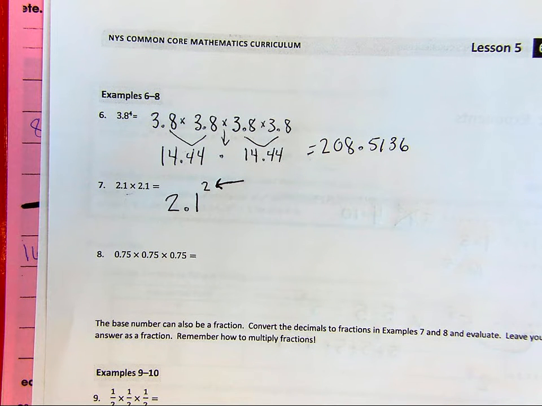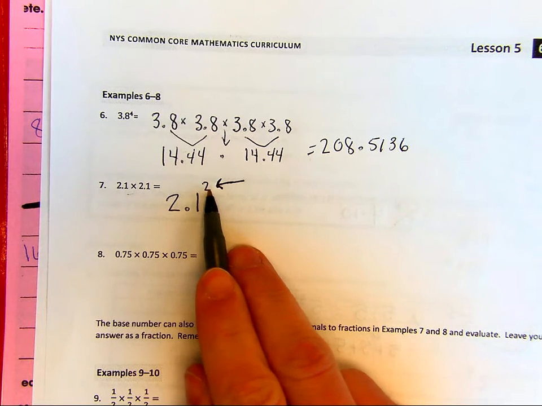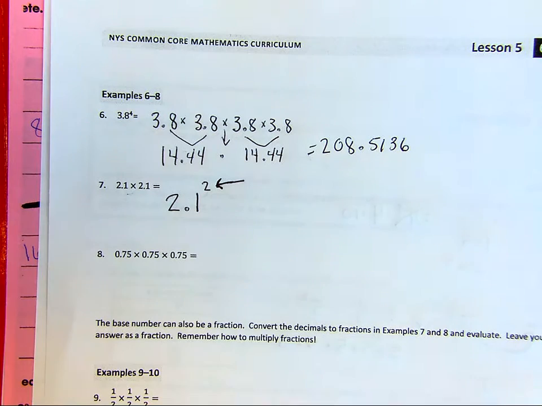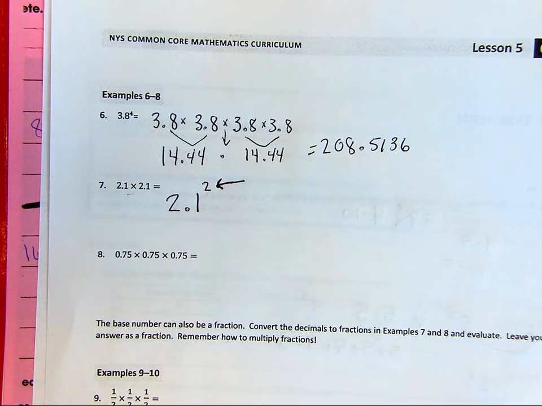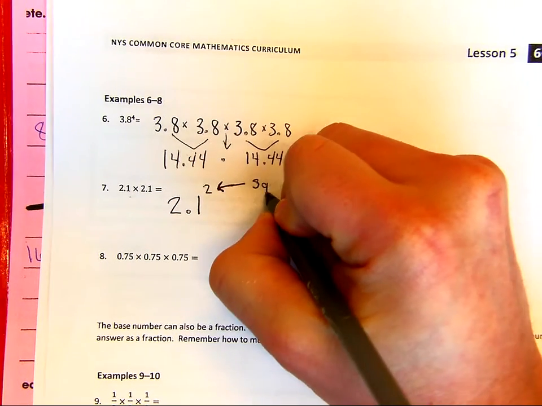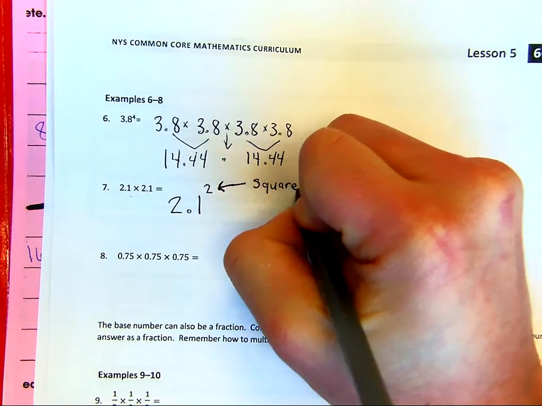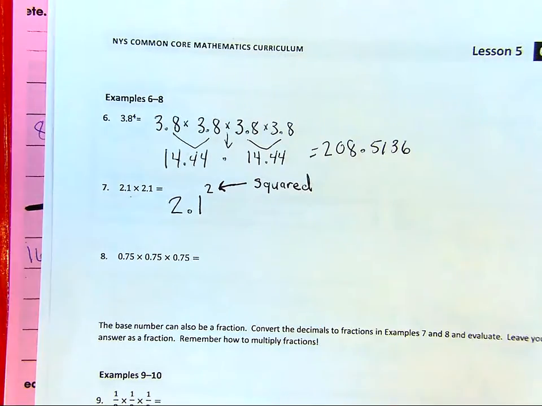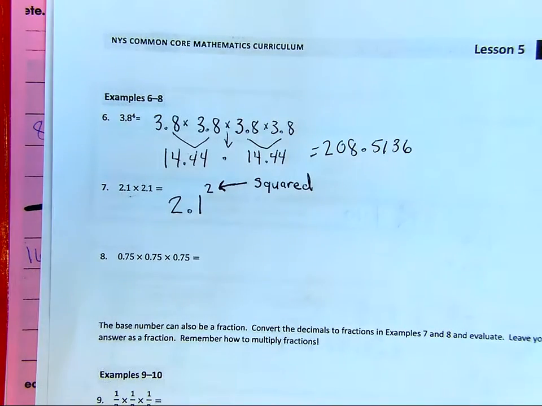Adam? It is an exponent, you're right, but when it's to the second power, there's a special name. Chris? Cube. You're close. Rachel? Squared. Squares are two-dimensional. They have a length and a width. So another name for that is squared.